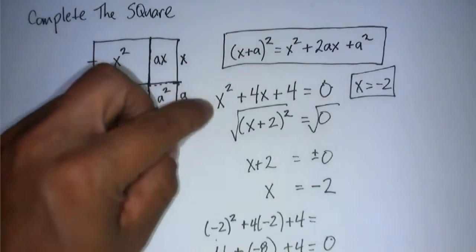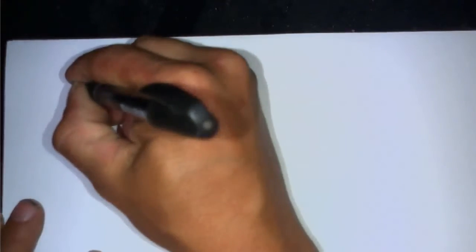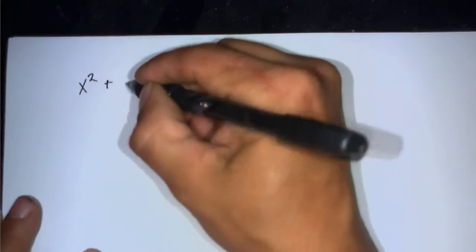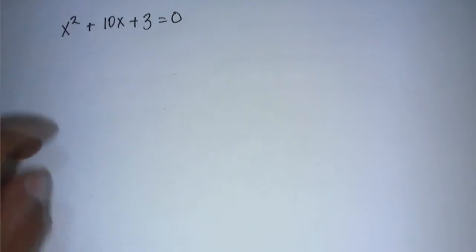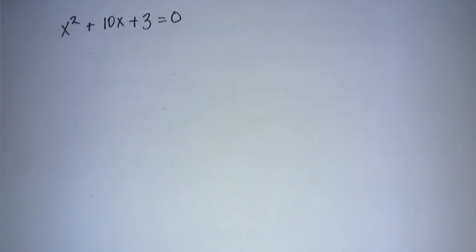Why would we do this? We could just factor this and solve it and get x equals negative 2. Let's find one that's a little harder. So in this case, let's say we have x squared plus 10x plus 3 is equal to 0. And I want to know the x's, what x makes this true. Okay, so the easiest way to solve this is by a method called completing the square.